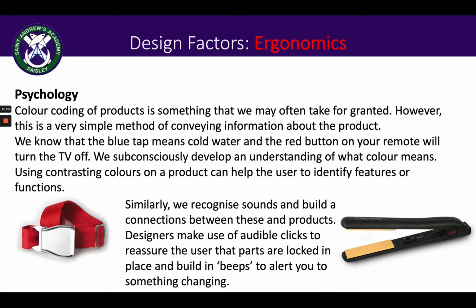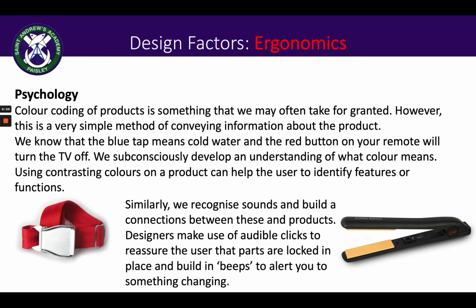Colour coding is a way that they can often psychologically get people to understand products. Right? It's a very simple method of conveying information about the product. We know that a blue tap means cold water. The red button on your remote means turn the TV off. We subconsciously develop an understanding of what colour means. And using contrasting colours on a product can help the user to identify features or functions. So often they'll make buttons a different colour from the product so that people can see them straight away.